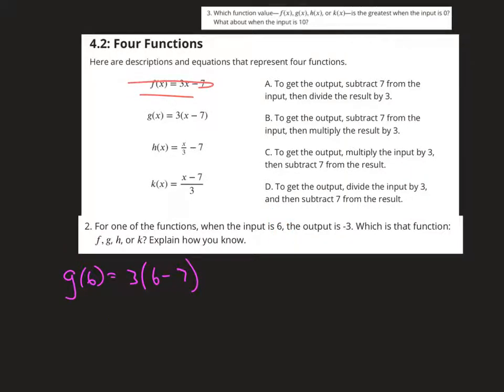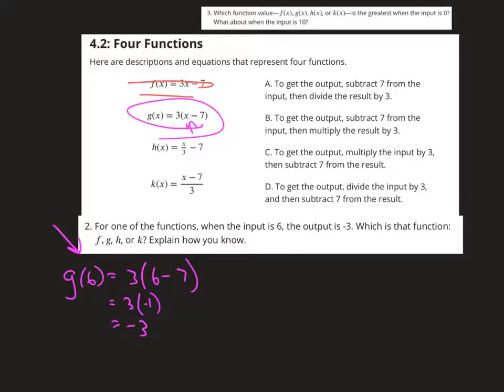So we move on to the G function. G of 6, notice how I write it. That's how you should have it in your notes, right? Make sure you're writing your notes in proper notation. And we're going to put 6 in for x. And so that means that we have to do our subtraction first. So 6 minus 7 is -1. And 3 times -1 is -3. I think it's the G function.